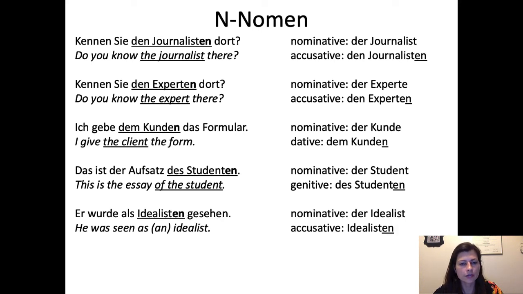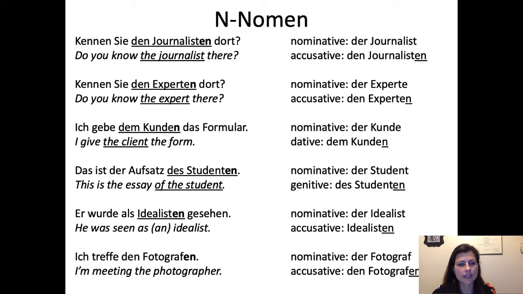And then, wurde als Idealisten gesehen. In this case, we don't have an article. Remember how we said with professions and nationalities, religions, in this case, ideologies, I guess, you leave off the article sometimes. So the article is left off, but we're still going to do the N noun thing here. And it looks very plural, Idealisten, right? Especially because you don't see the article. But it's actually singular because it's like he was seen as. That's the direct object, right?